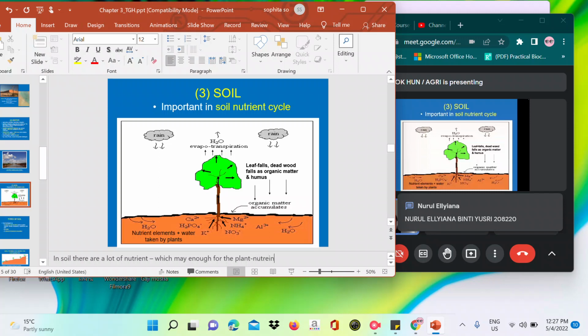All right, so nutrient elements and water are taken by the plant. The roots play an important role in absorbing all those nutrients. And this is a cycle. H2O will evaporate through transpiration, and then the rain will come down. All the organic matter accumulates and is absorbed by the plant. So this is the cycle, rotate, rotate, and rotate. After the plant dies, it leaves all the dead wood and becomes organic matter back to the soil. So this is one cycle.